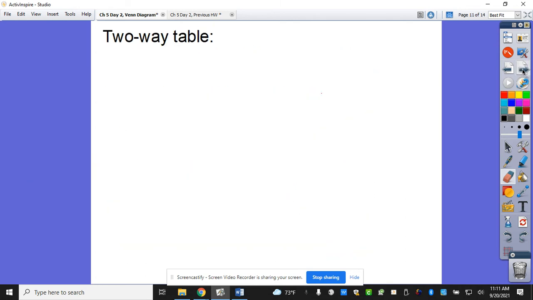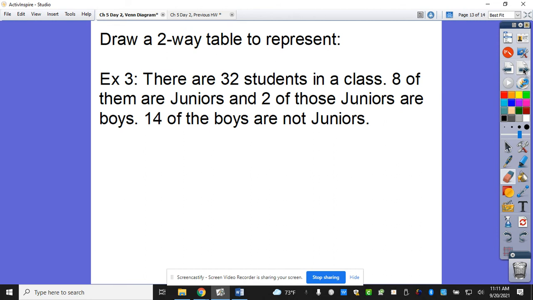So let's write a two-way table for this example. What is one of our variables? Grade level. It doesn't matter which one goes on the top and which one goes on the side, ever, as long as all yours on the top are together and all yours on the side are together. So let's say we're going to do grade level up here.